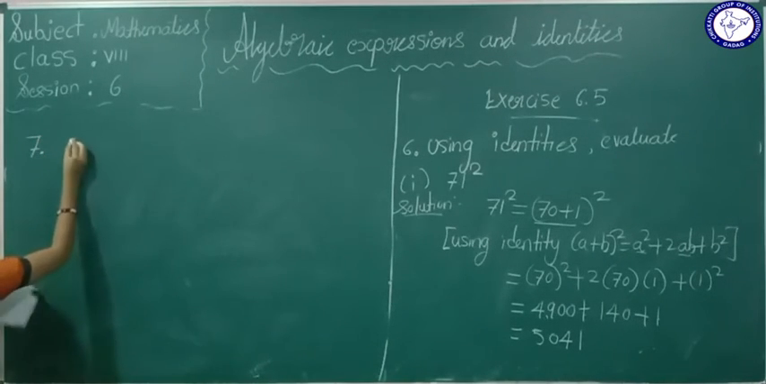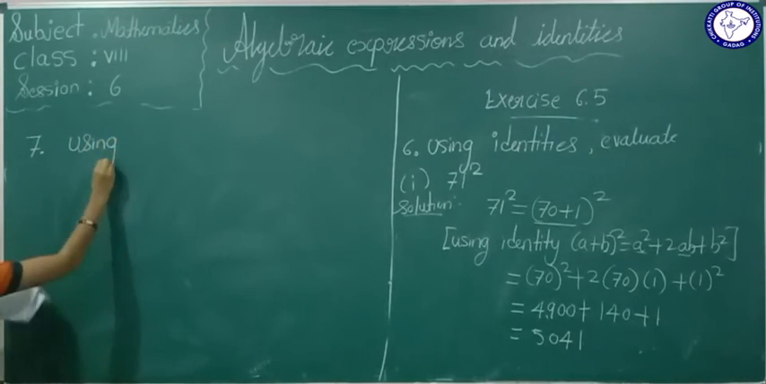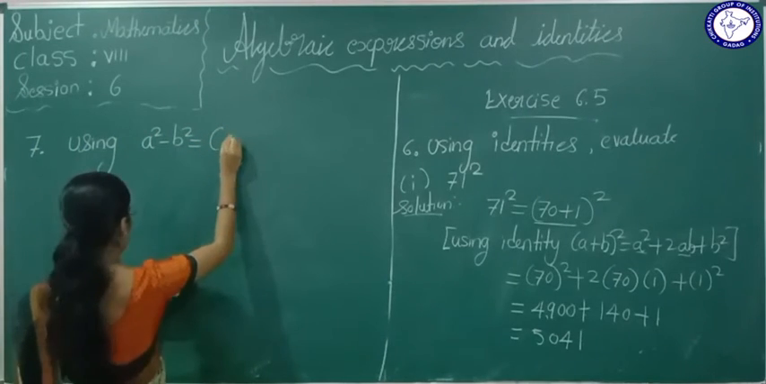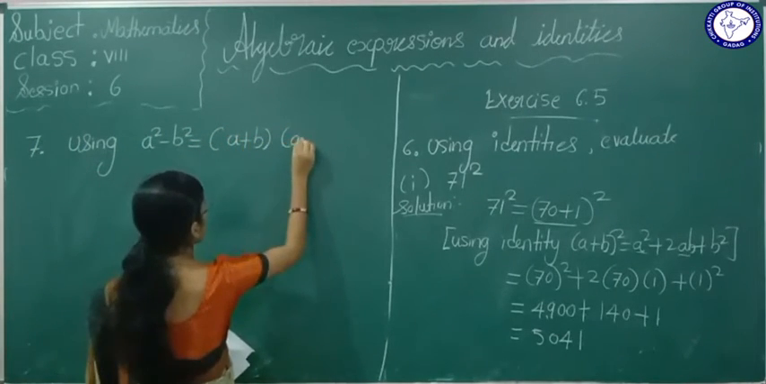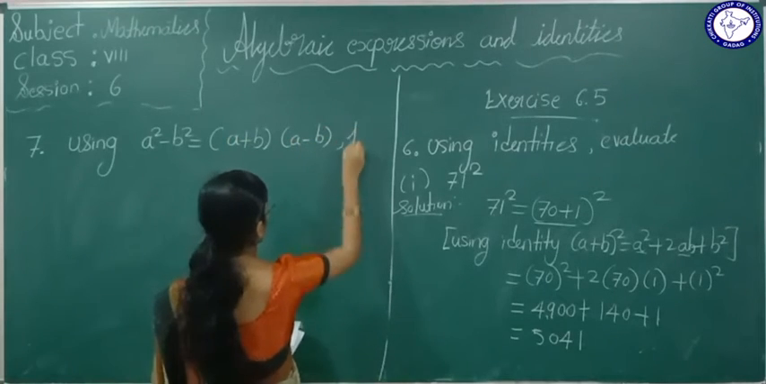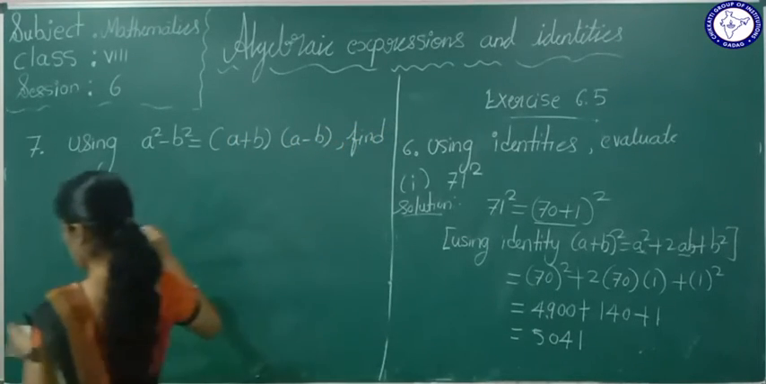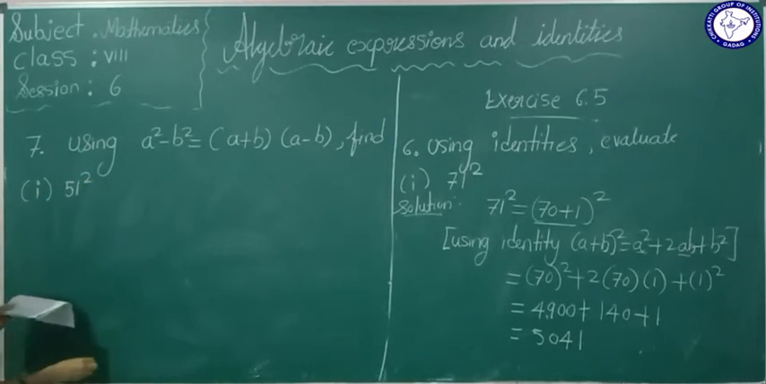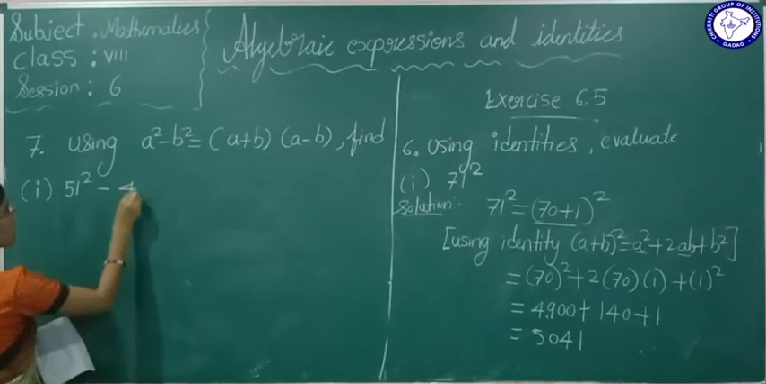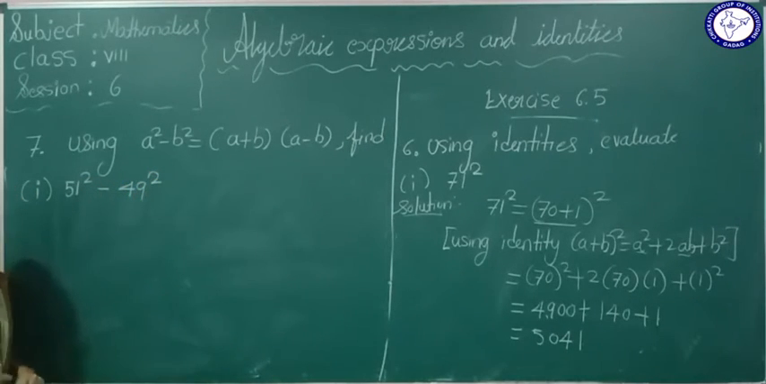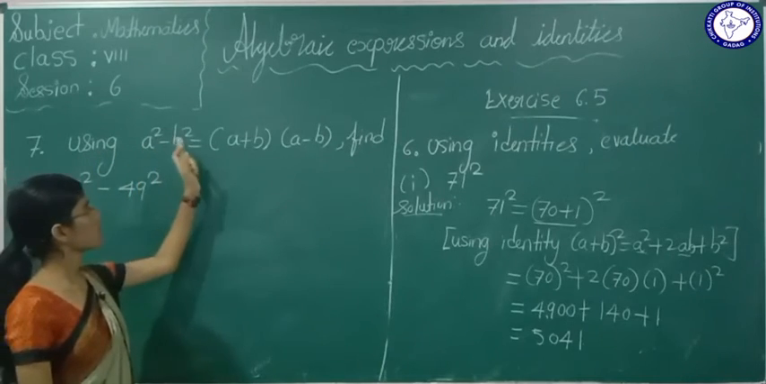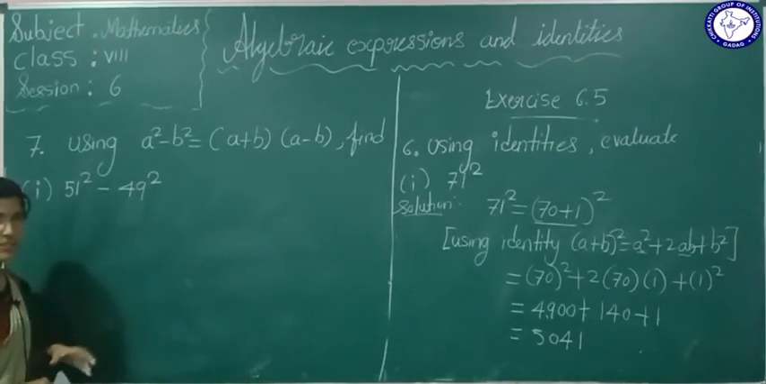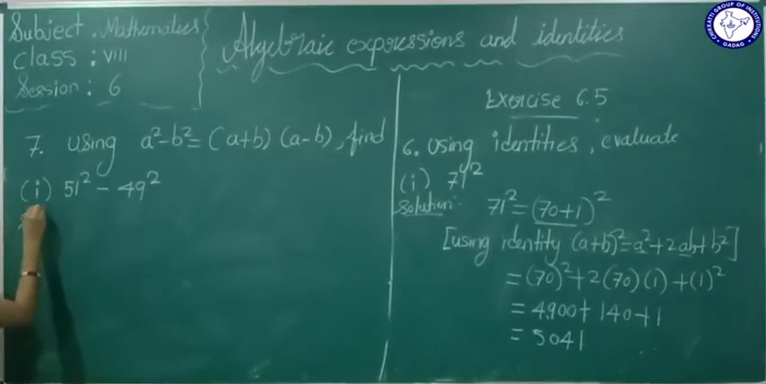Now see seventh one. Seventh main, this is using a square minus b square is equal to (a plus b) multiplied by (a minus b), find. Okay, first one they have given 51 the square minus 49 the square. Now see here, using a square minus b square is equal to (a plus b) into (a minus b), find they have told. They have only given the identity. Now see a solution.